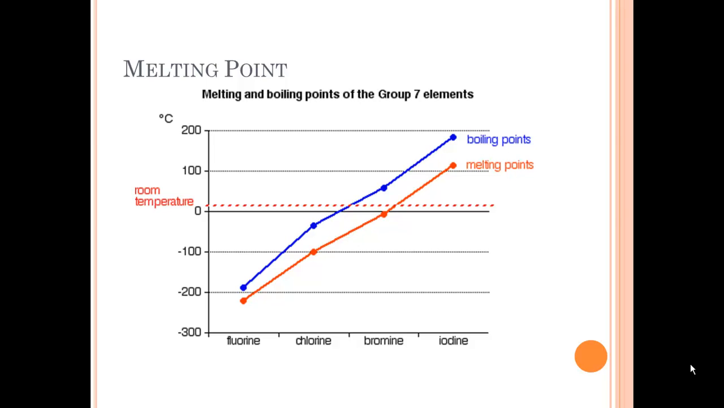Alright, melting points and boiling points. Obviously, they go up as you go down the group, with fluorine and chlorine being gases. Bromine is a very volatile liquid, and then iodine is a solid.